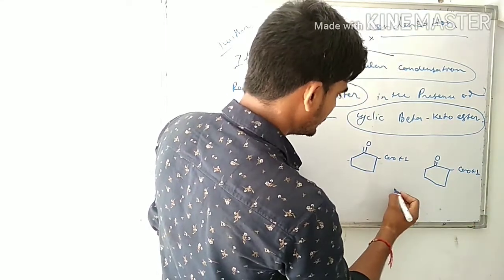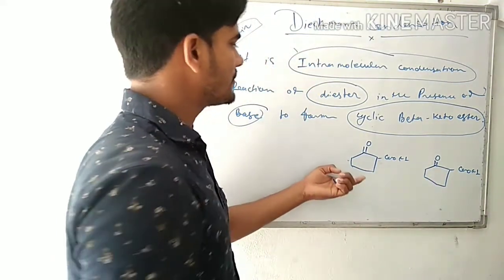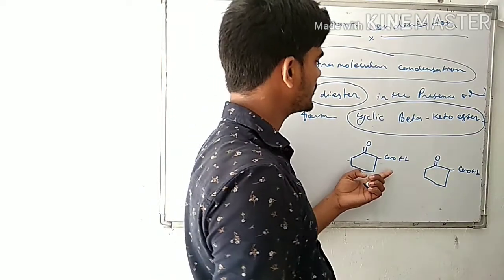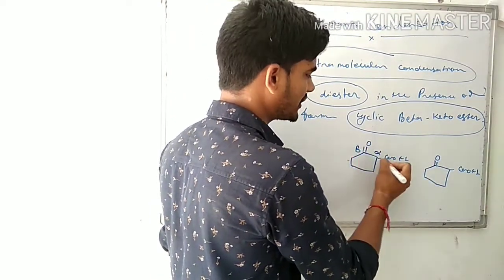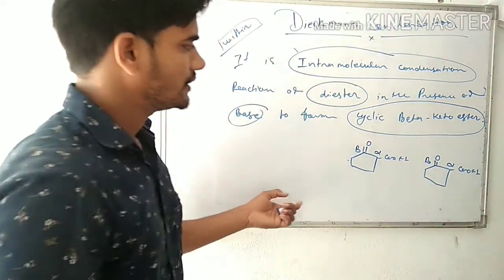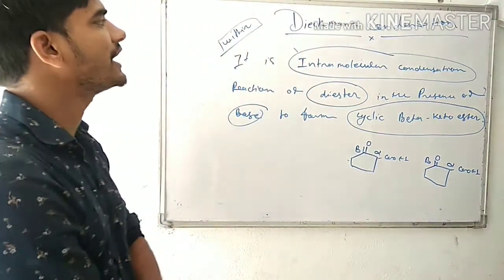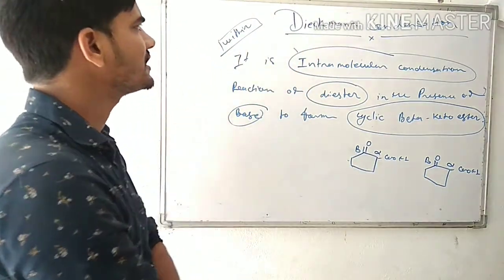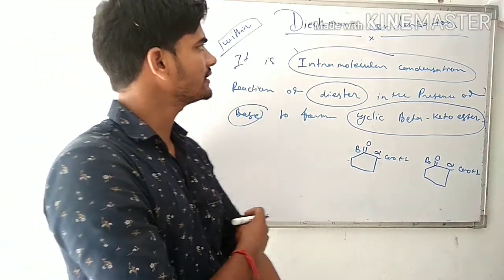This is the 5-membered beta keto ester. This position is alpha, this is beta, this is beta keto ester, alpha and beta. These are 5 and 6-membered beta keto esters formed by Dieckmann condensation reaction. It's a similar reaction to the Claisen condensation reaction.